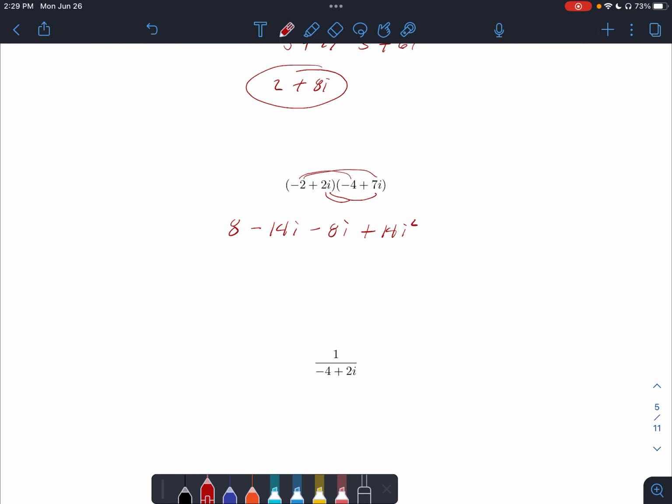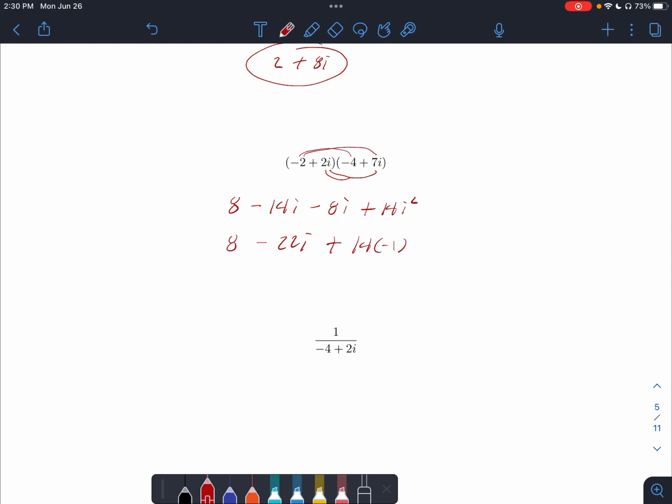So let's combine like terms. So we have 8 minus 14i, then we have minus 8i. So that'll be minus 22i. 14i squared, that's going to be the same thing as 14 times negative 1. So really this is combining 8 and negative 14. So 8 minus 14. So that means we're going to have negative 6 minus 22i.